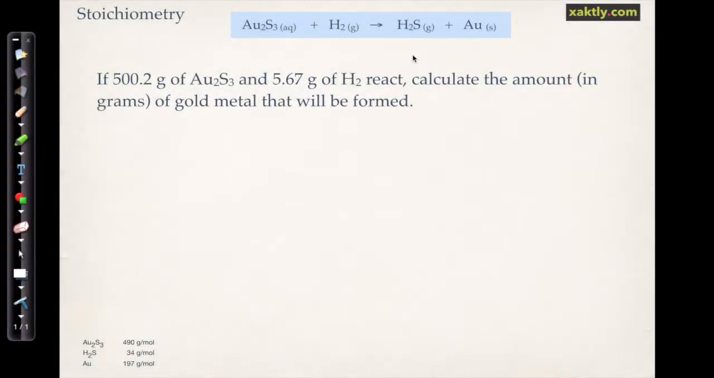Here's another good stoichiometry problem. In this reaction, gold sulfide, it's actually gold(III) sulfide, reacts with hydrogen gas to form H2S, which is the rotten egg smelly gas, and to liberate gold metal.